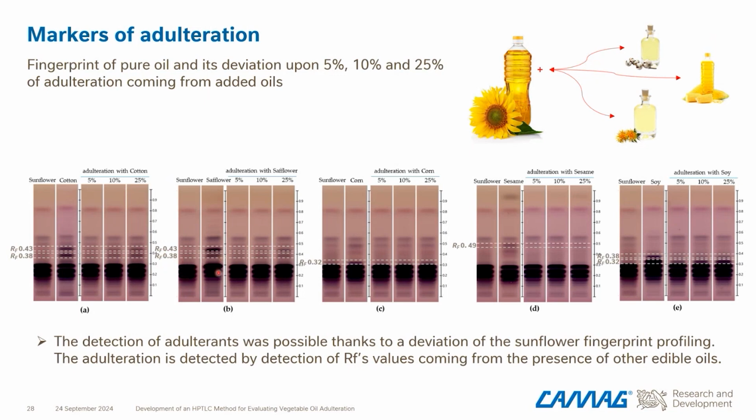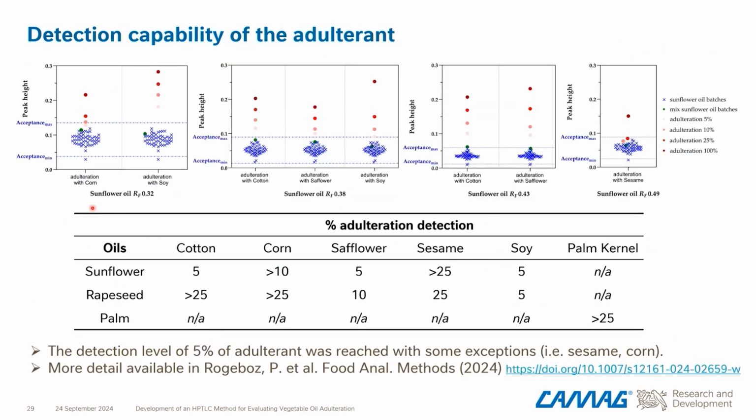For safflower, the zone is the same. For corn, the zone is at 0.32. For sesame, it's at this zone, and for soy, it's also at 0.32 and 0.38. So the detection of adulterant was possible thanks to the deviation of the sunflower fingerprint profiling. We know if there is an adulteration by detecting, at a specific retarded front value, a signal that comes from foreign oil. For the detection capability, we then enter the peak height measured for the adulterated samples, which we also did in triplicates, in the acceptance criteria calculated before.